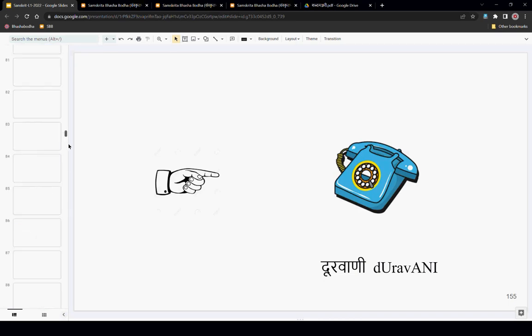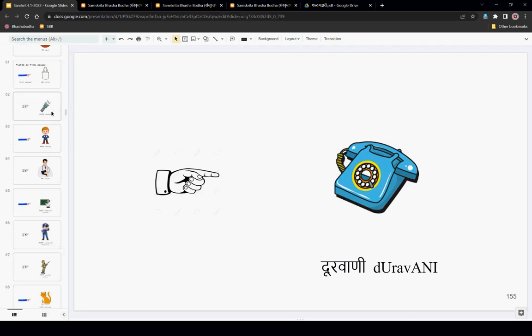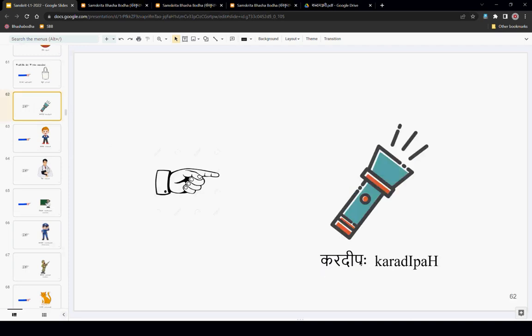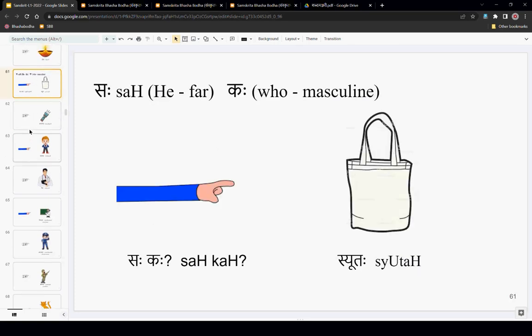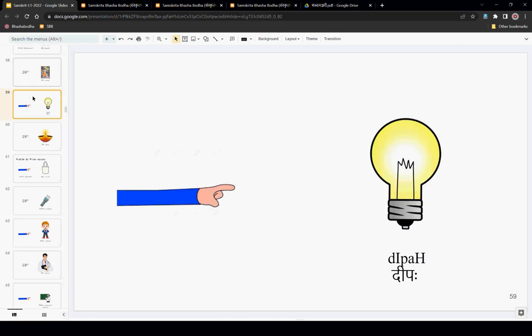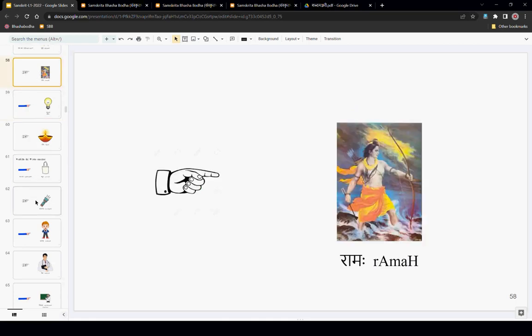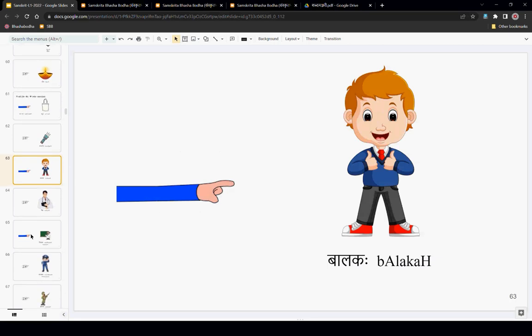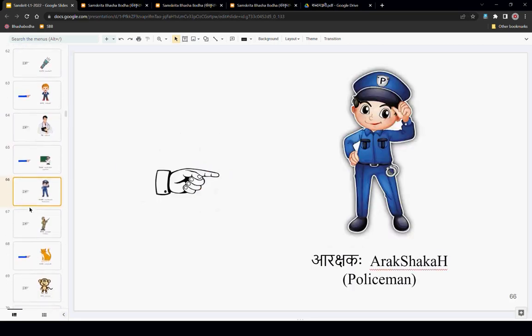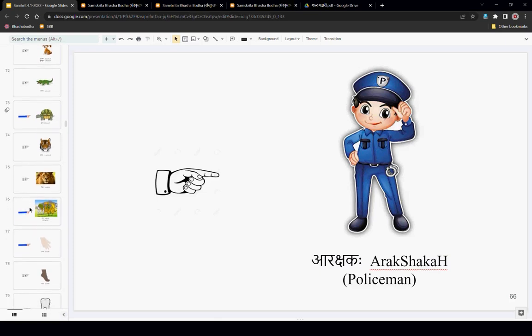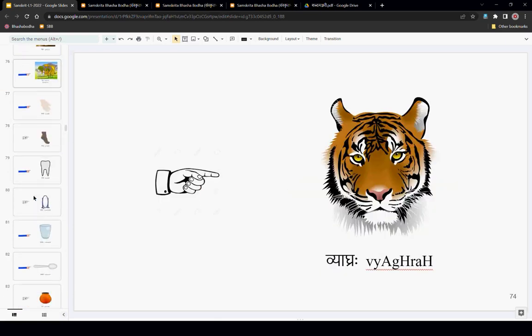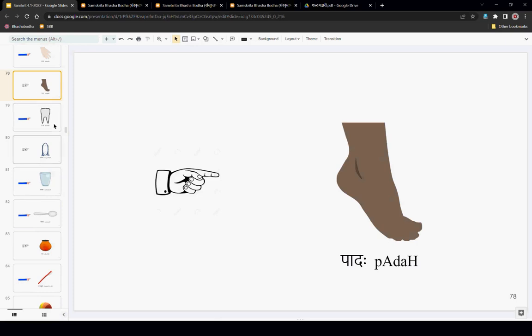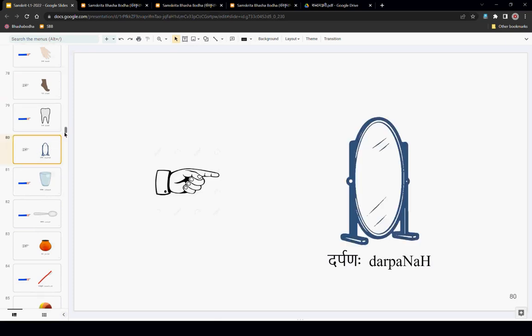The type of words we are seeing right now, for example here, like Karadipaha, these are all Pullinga words. The ending is aha, and then there is a Visarga. Karadipaha, Syutaha, Deepaha, Ramaha. So these are all Pullinga words. We are looking at them in our examples like Kurmaha, Vyagraha, Charanaha, Padaha, and Darpanaha.